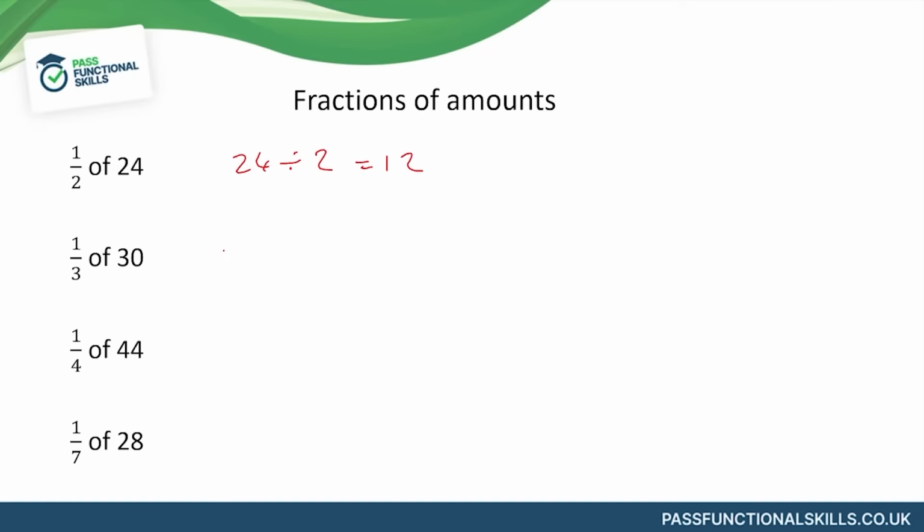So we're going to do the same here. 1/3 of 30 is 30 divided by 3, which is 10. 1/4 of 44 is 44 divided by 4, which is 11. And 1/7 of 28 is 28 divided by 7, which is 4. These ones are all quite easy because the numbers on the top were 1. But what about when the number on the top is not 1?